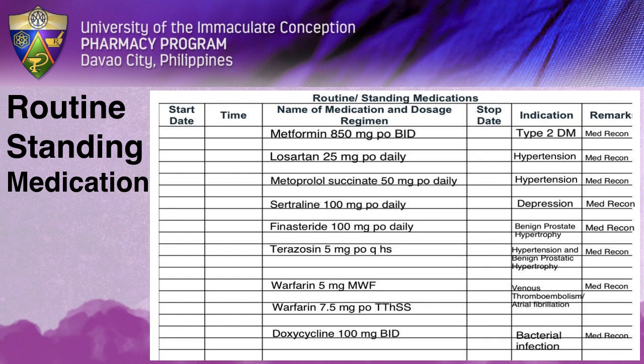The patient was given the following routine or standing medications: metformin 850 milligrams twice daily for type 2 diabetes mellitus, losartan 25 milligrams daily, metoprolol 50 milligrams daily for his hypertension, sertraline 100 milligrams daily for depression, finasteride 100 milligrams daily, and terazosin 5 milligrams at night for his benign prostatic hypertrophy, warfarin 5 milligrams every Monday, Wednesday, and Friday, and 7.5 milligrams every Tuesday, Thursday, Saturday, and Sunday for venous thromboembolism or atrial fibrillation, and doxycycline 100 milligrams twice daily for bacterial infection. All of this without the starting date, time, and the stop date.